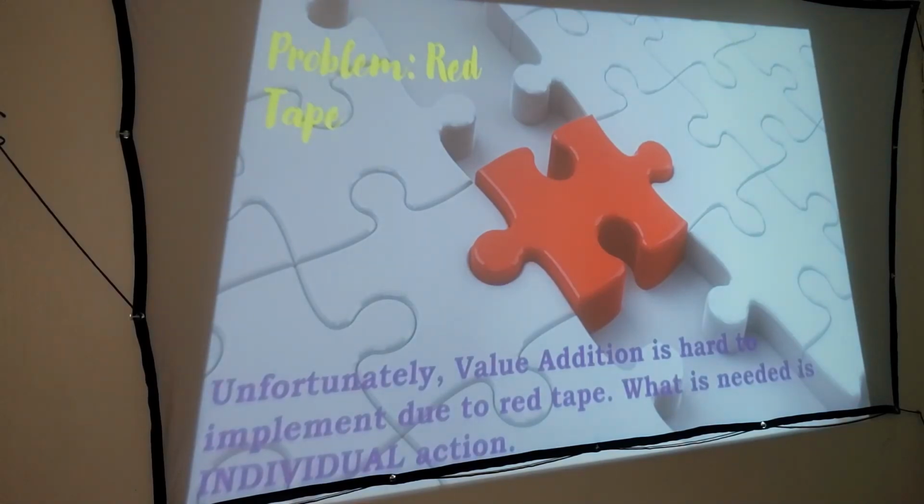Now the problem with value addition is red tape, because this has to be done on a federal scale, and we have lots of bureaucracy to deal with, lots of politics. I won't call it bureaucracy, it's just politics. Too much politics, competition, the competitive equilibrium. It's like politics is a market.